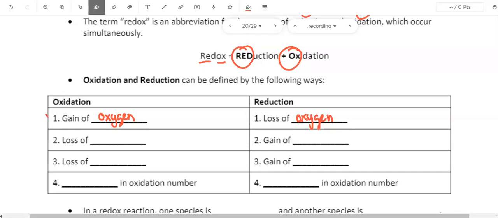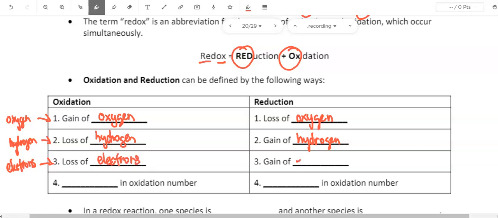So the first idea of looking into redox is looking at the change in oxygen, whether it's a gain or loss. Another way of identifying whether there's a redox reaction is looking at the hydrogen itself. Oxidation is the loss of hydrogen. Reduction is the gain of hydrogen. That's the second point. The third point: oxidation is the loss of electrons, and reduction is the gain of electrons.